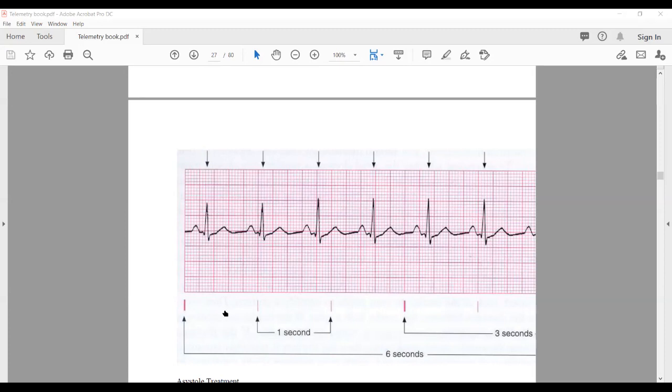Now let's point out the rest of the letters here. P, Q, R, S, T. P, Q, R, S, and T. So we have a P, Q, R, S, and T for each heartbeat here, which is a good thing.